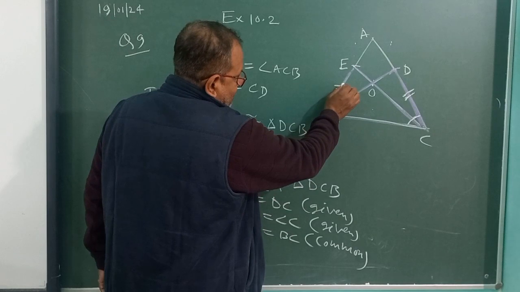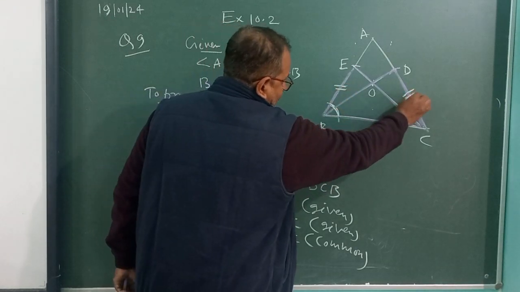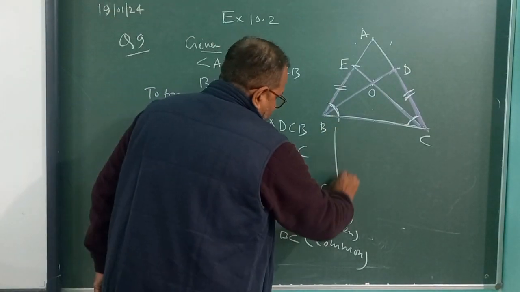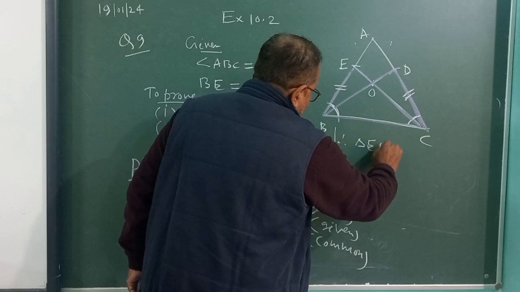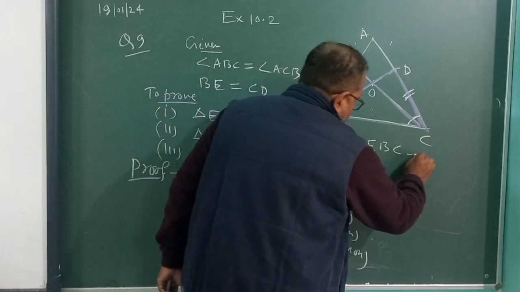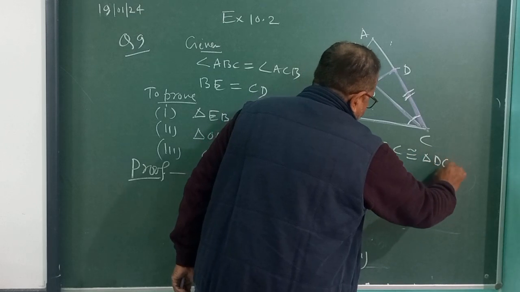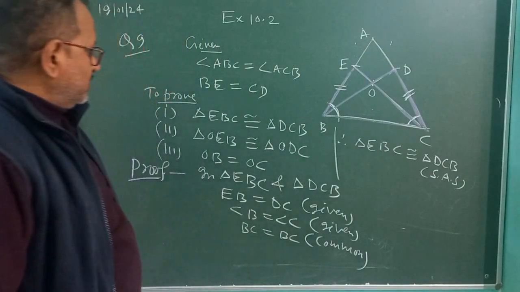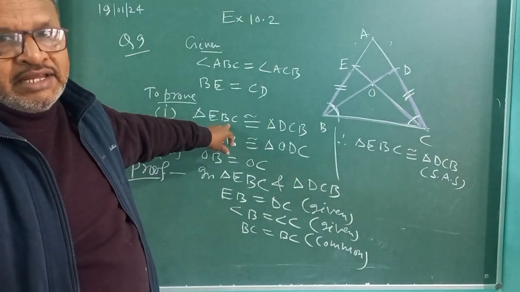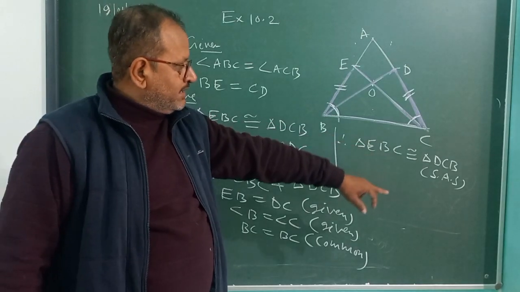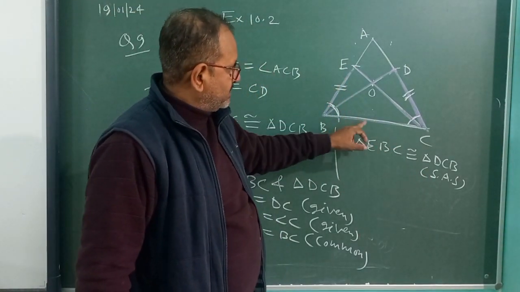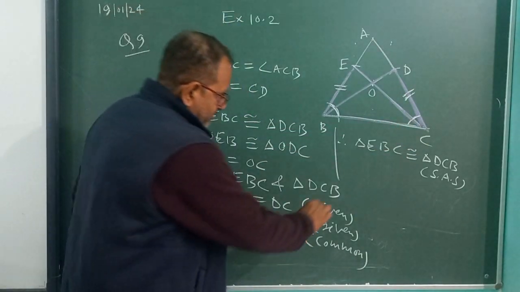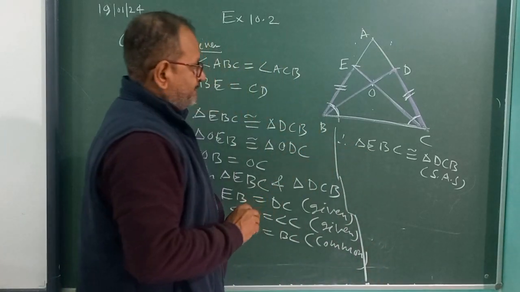So we can see that side, angle and side, angle, side, both the triangles are congruent. So therefore we can write triangle EBC congruent triangle DCB by side angle side. So first part completed, triangle EBC congruent triangle DCB by side angle side. This is common side in both the triangles. So this is the first part.